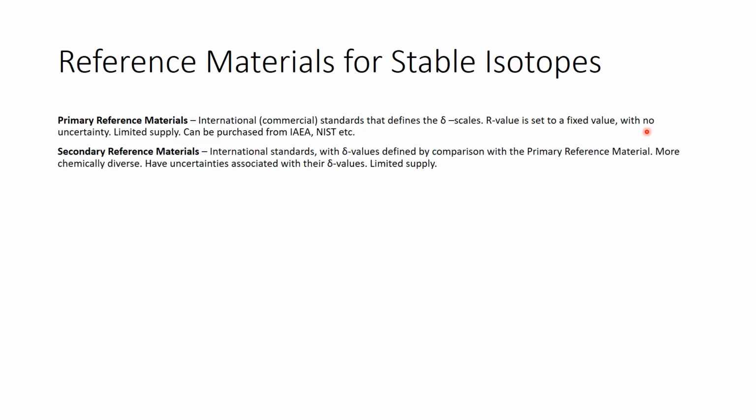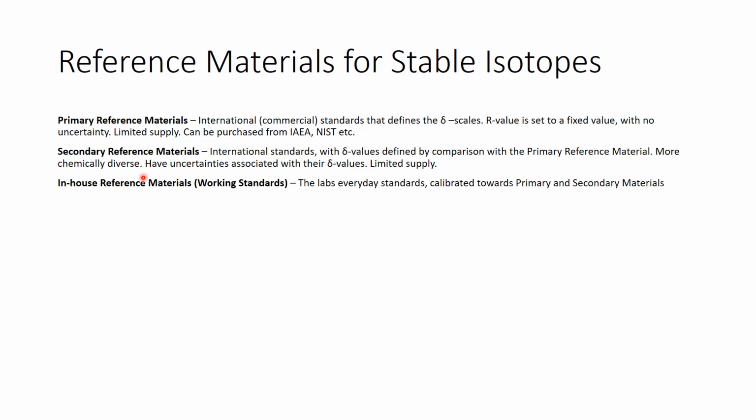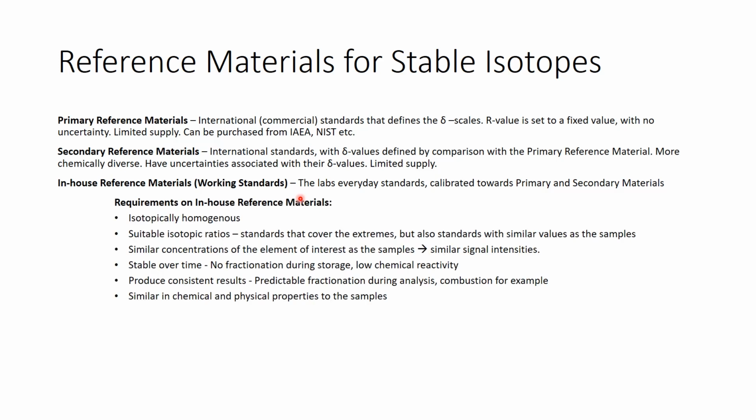We have secondary reference materials. These are more chemically diverse than the primary ones. Therefore, we can bridge the chemistry gap and have standards more similar to the samples. We also have the in-house reference materials that we use in the lab every day. And just note that we have a lot of requirements on the reference materials, so they should be chosen wisely.